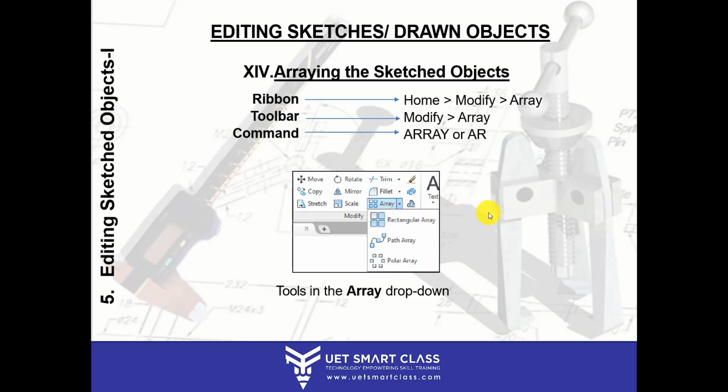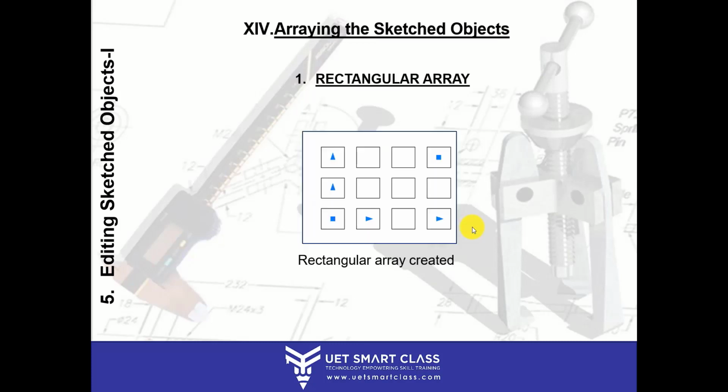When you invoke the tool through the command line, it will first ask which array you want to continue with: rectangular, path or polar. Rectangular is for rectangular arrangement, polar is for circular arrangement, and path is for a given path. We will discuss each and everything. So let's start with the rectangular array.